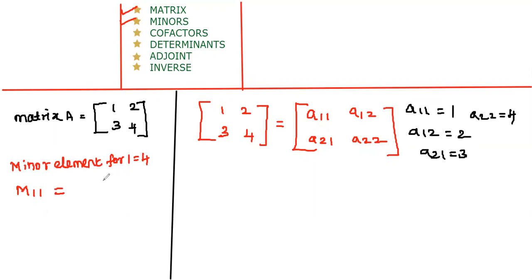So for finding the minor value, for finding M11, you have to cut its corresponding row and corresponding column as I discussed earlier. So that is going to be 4. And for M12, what is M12? M12 means you have to check its A12 position. In A12, 2 is present. So you have to cut its corresponding column and corresponding row. So you will be left with 3. So that is going to be M12.